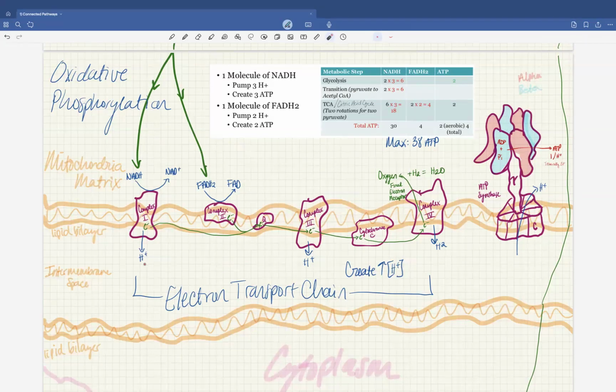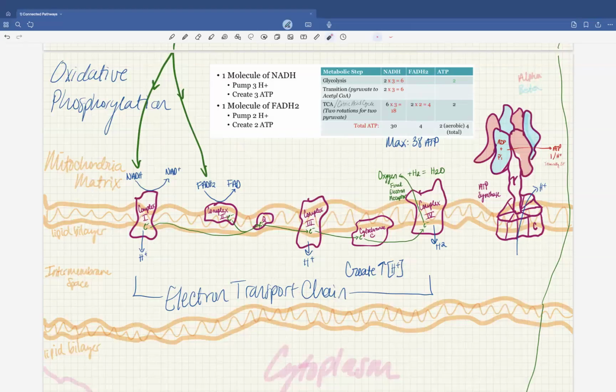So complex 1 will accept electrons from NADH, and NADH will be converted into NAD+. A hydrogen atom will be pumped through, and then the electrons will be passed on to coenzyme Q from complex 1. Complex 2 will accept electrons from FADH2 to create FAD.